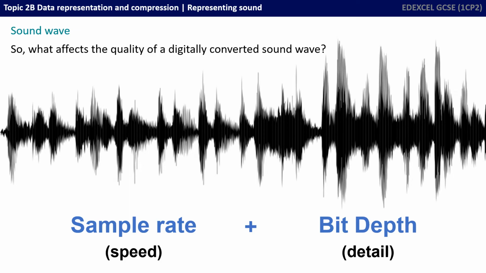Before we look at how sound files are represented in detail, let's first consider what affects the overall quality of a digitally converted sound wave. The primary factors are the sample rate, that is how often per second we're sampling the original analog sound, and the bit depth. This is the amount of detail we're capturing with each sample. So both the sample rate and the bit depth affect both the quality of the sound stored and the file size. Let's take a look at these factors now in a little more detail.